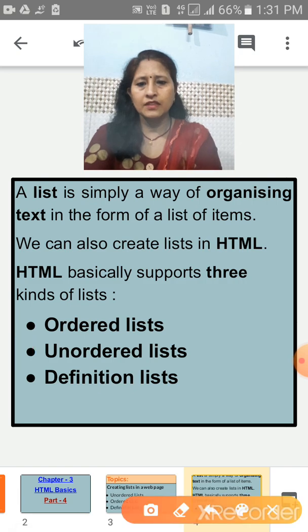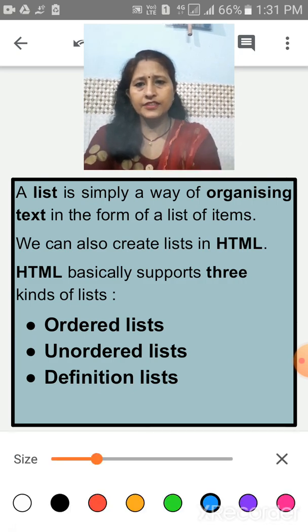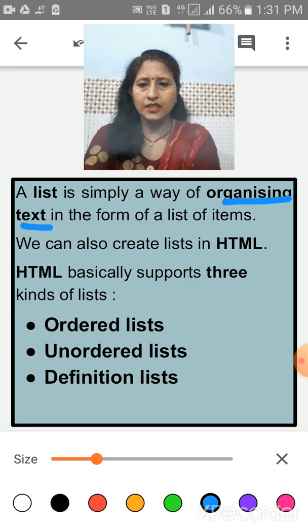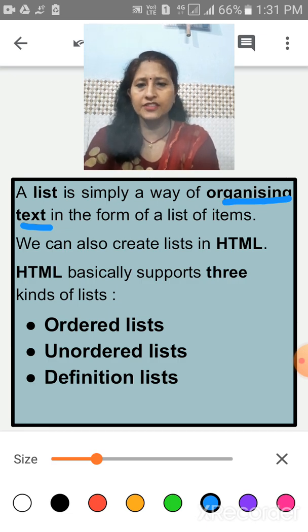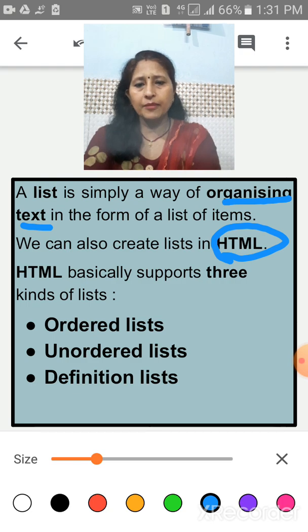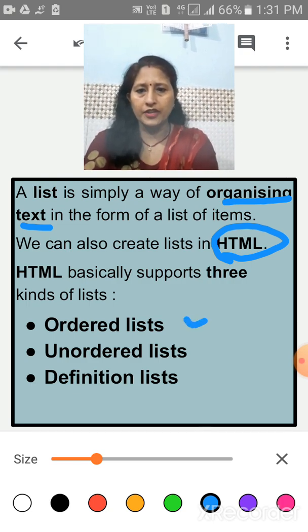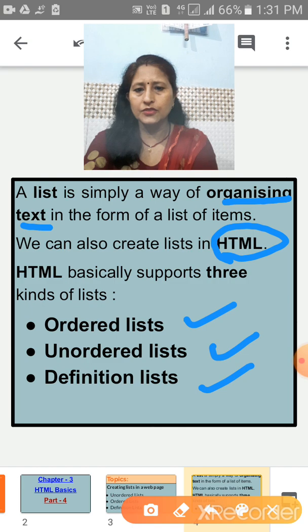Children, a list is simply a way of organizing text in the form of list of items. We can also create list in HTML. Okay? Children, HTML basically supports three kinds of list: ordered list, unordered list and definition list. Okay, understood?